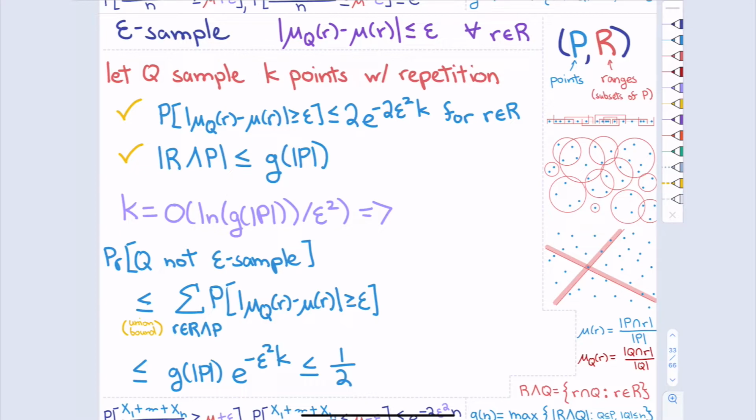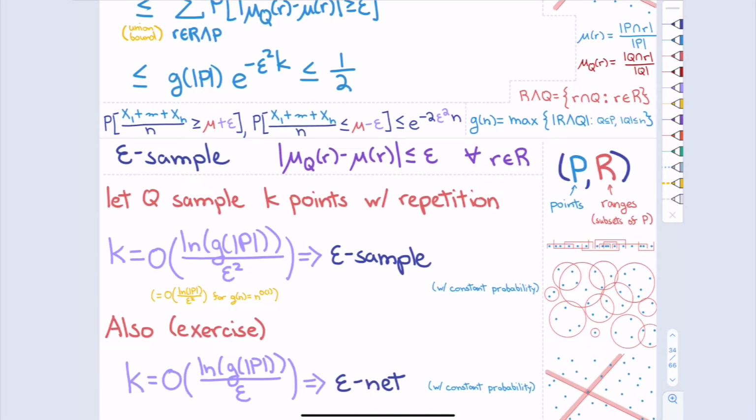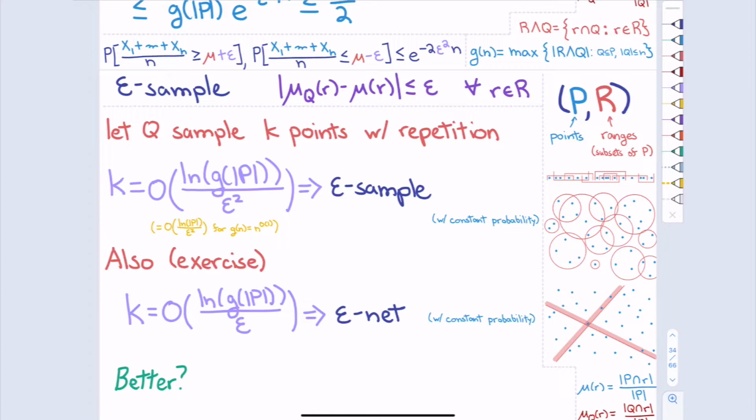Okay. All right. So fine. No big deal. Although, for disks, that's telling us that we need like log n over epsilon squared points, where n is the original number of points in the plane. So logarithm of the growth of the total number of points over epsilon squared will give you an epsilon sample.